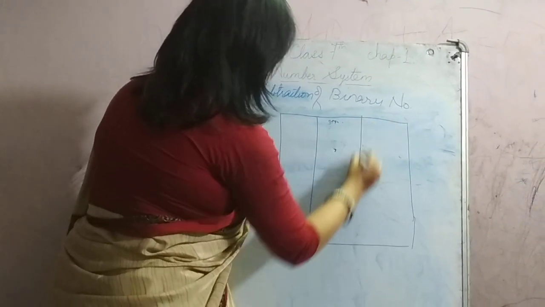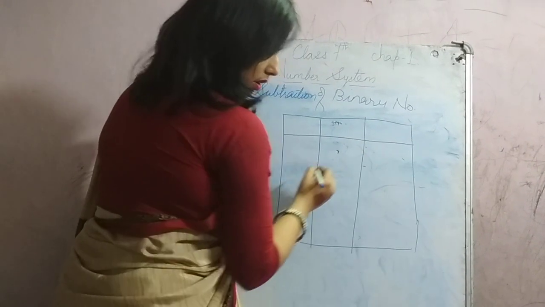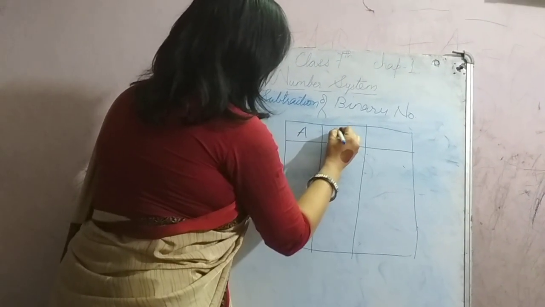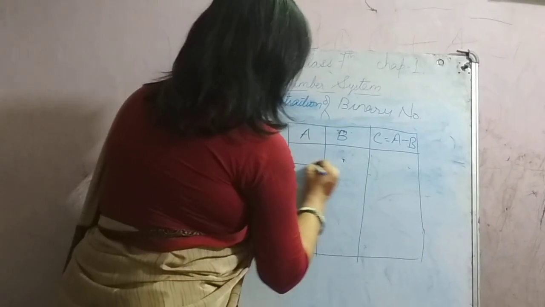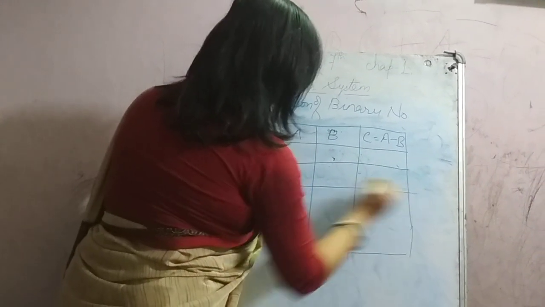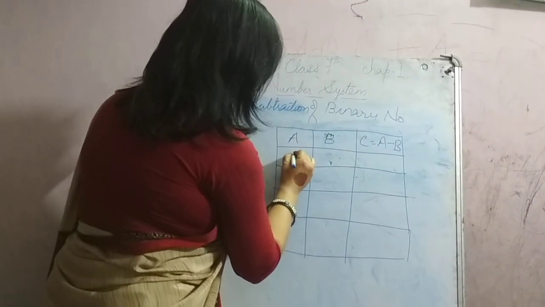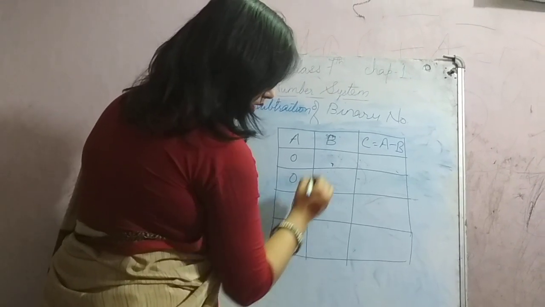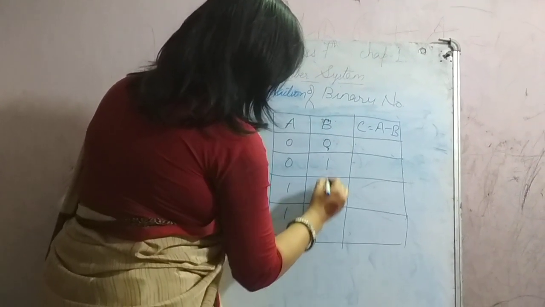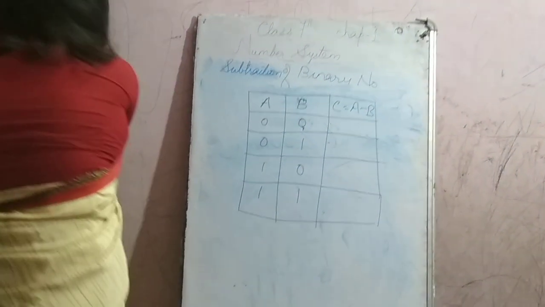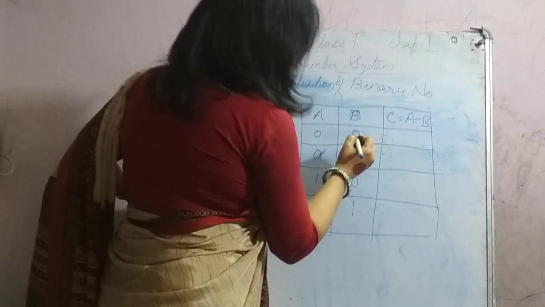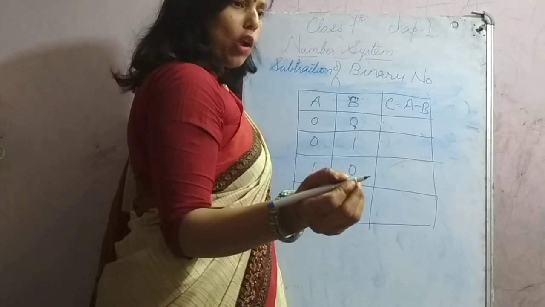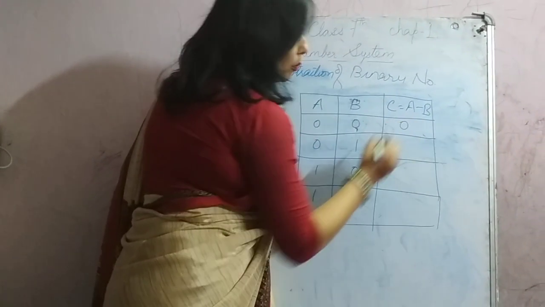Okay. Again A, B, C equals A minus B. Again 4 rows will be created over here for the combination of binary numbers 0 0 1 1, 0 1 0 1. Okay. Now what will happen? 0 minus 0. 0 minus 0 will always be 0. So here we are going to put 0.